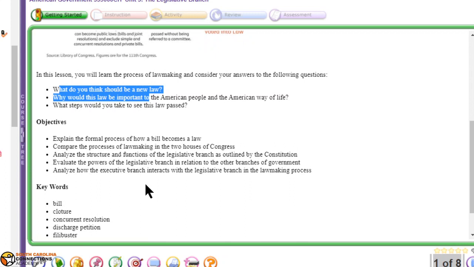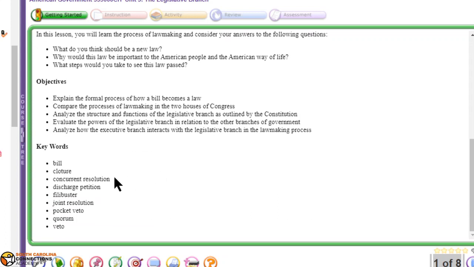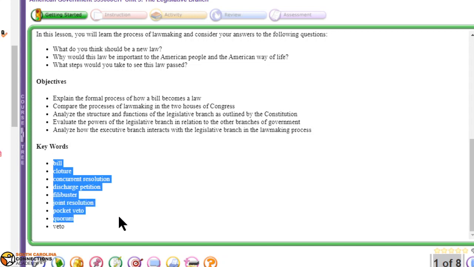In this lesson, you'll consider the following questions: What do you think should be a new law? Why would this law be important to the American people and to the American way of life? And what steps would you take to see this law passed? Some keywords are bill, cloture, concurrent resolution, discharge petition, filibuster, joint resolutions, pocket veto, quorum, and veto.